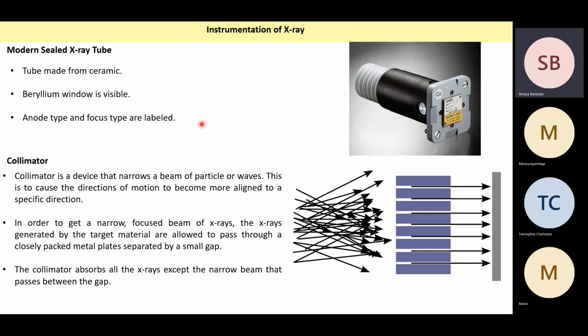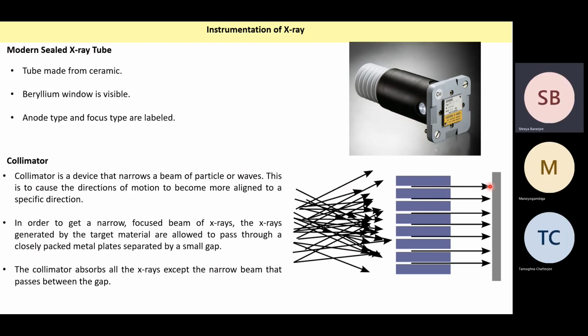Now that you have the X-ray source, the X-rays can be generated in many different directions. You need something to focus these scattered X-rays. That is called a collimator. A collimator is a device that narrows a beam of particles or waves. This is to cause the direction of motion to become aligned in a specific direction. In order to get a narrow focused beam of X-rays, the generated scattered X-rays are allowed to pass through closely packed metal plates separated by a small gap.